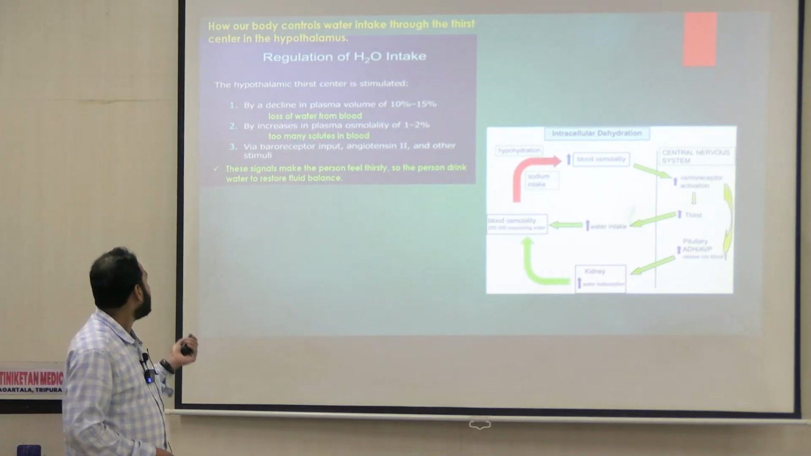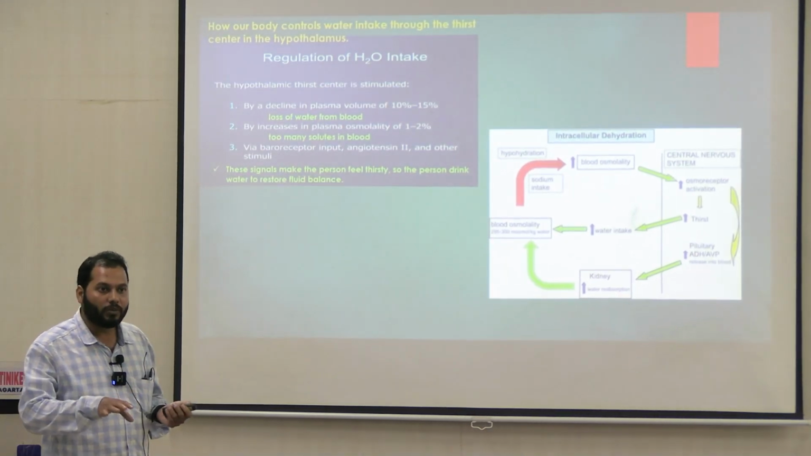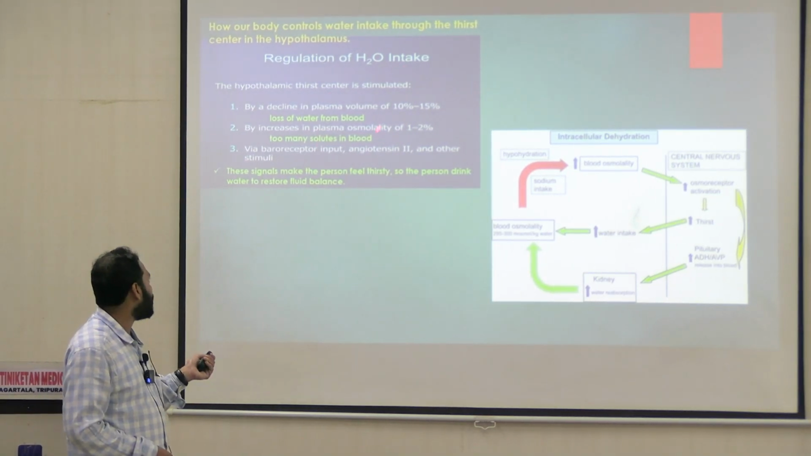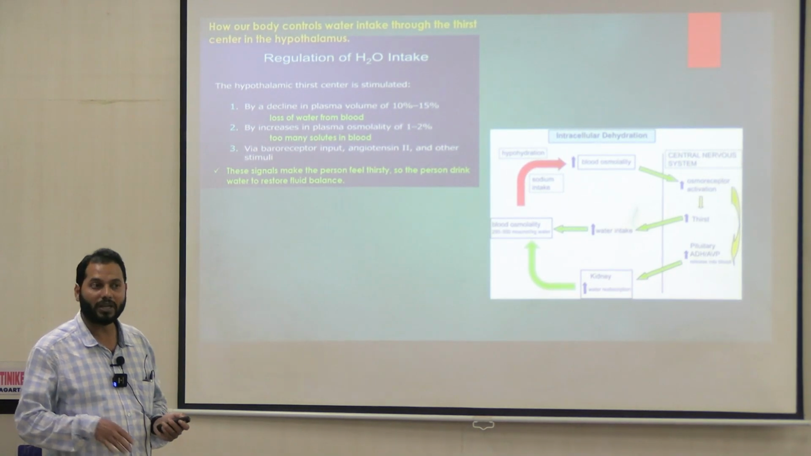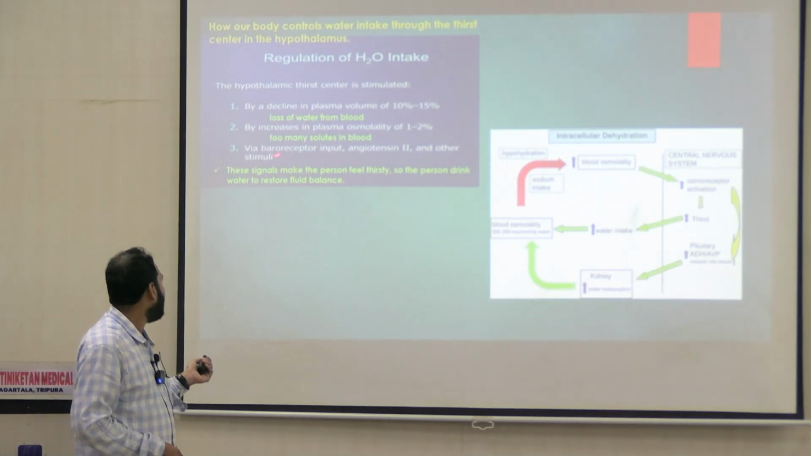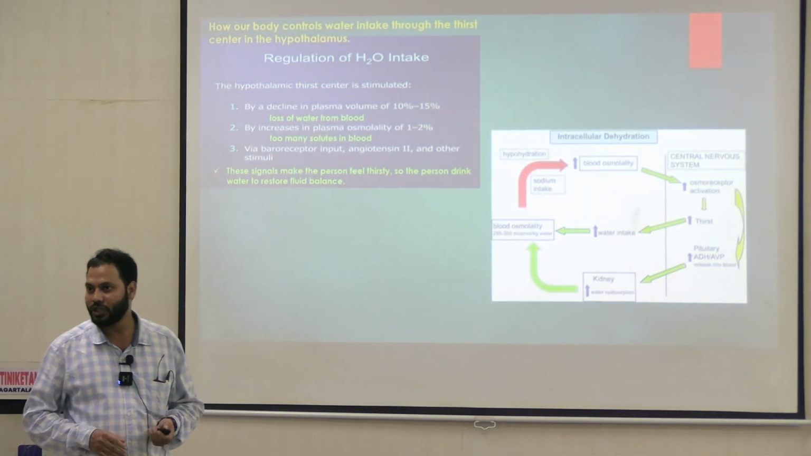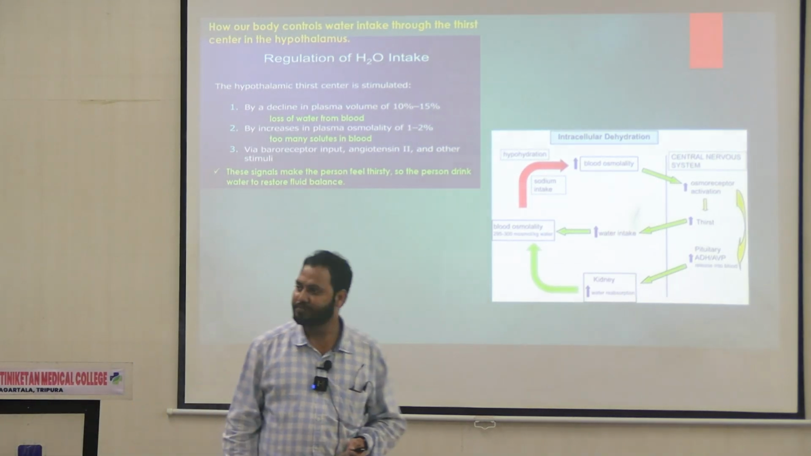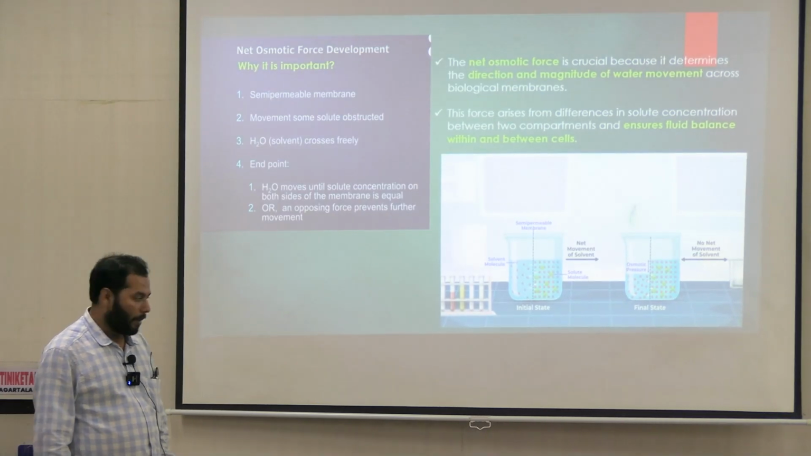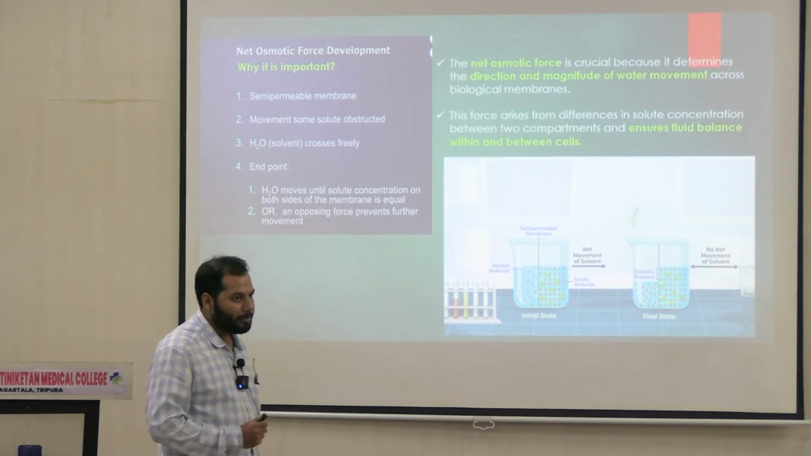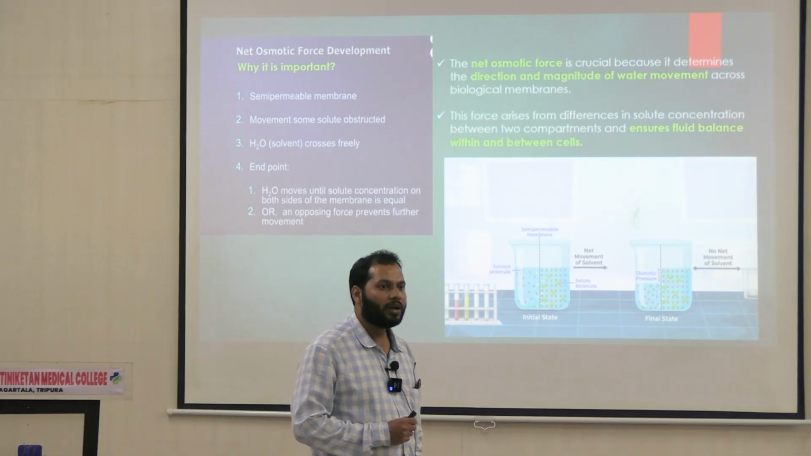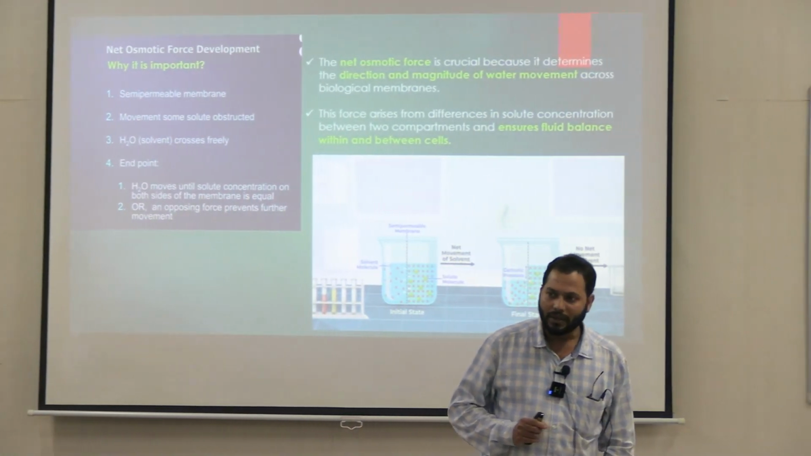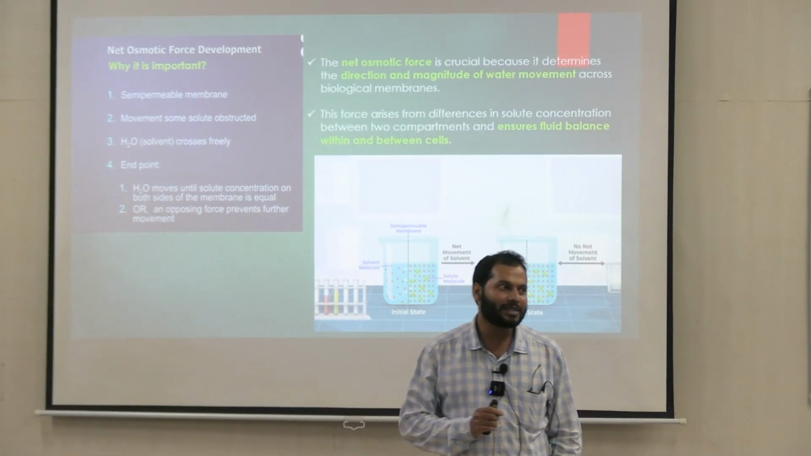The first one is the condition called decline in plasma volume of around 10 to 15%, and then changes in plasma osmolality, mainly an increase in plasma osmolality, and there are some other pathways like the baroreceptor pathway and the role of angiotensin II. Both conditions also involve the regulation of water intake. Now see, to maintain the fluid balance in the cell, there are some physiological phenomena that work in a proper way.